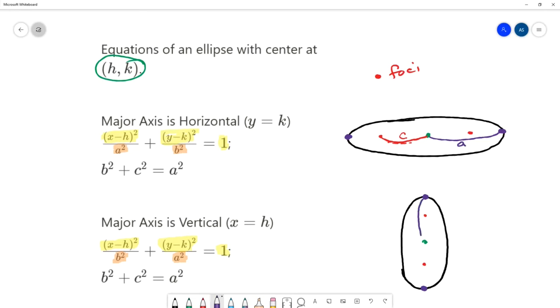So you can see here that when you're vertically oriented, your A is along the longer part. And that's how we're going to tell what A is. A is longest. So because A is the distance between the center and the vertex, it's going to be the longest. So A is the longest.